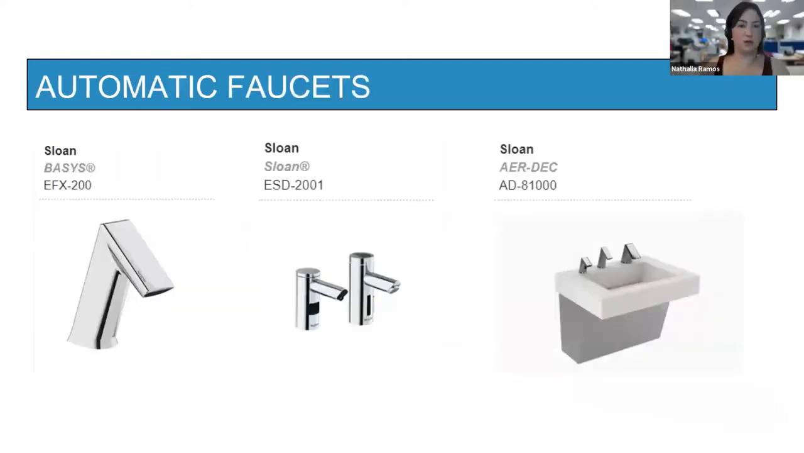Perfect. Just to show some automatic faucet examples we have. So we have the basic automatic faucet. We have a combo of soap dispenser and faucet, and the whole system here, the Airdeck, which is a faucet, soap dispenser, and also a hand dryer, all deck mounted on the counter.